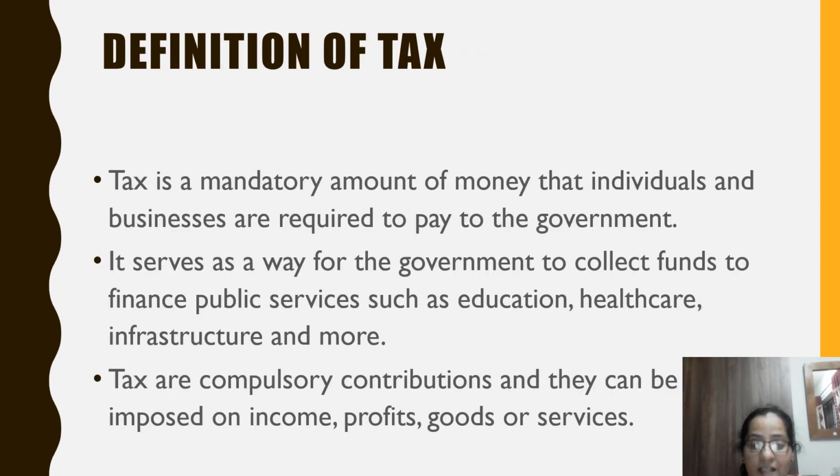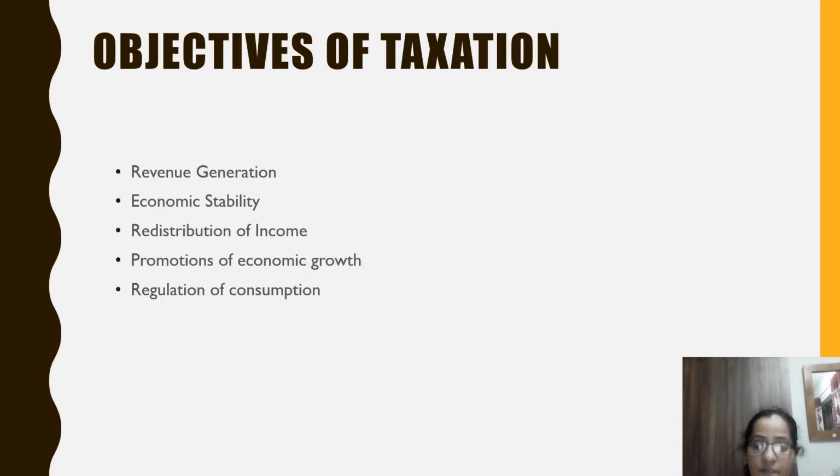Now, what is the definition of tax? Tax is a mandatory amount of money that individuals and businesses are required to pay to the government. It serves as a way for the government to collect funds to finance public services such as education, healthcare, infrastructure and more. Tax is a compulsory contribution that is imposed on income, profit, goods and services.